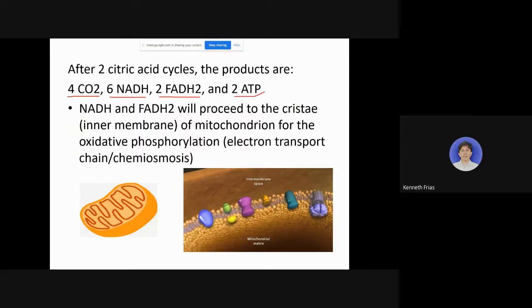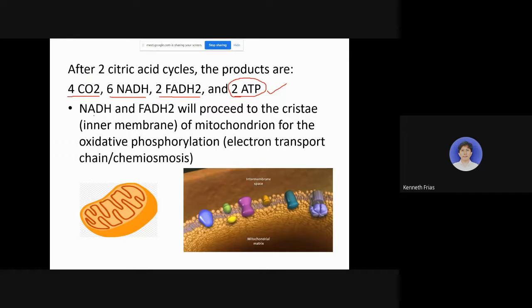and then 2 ATPs. If you notice, in glycolysis, you already produce 2 ATPs. In the link reaction, there's no ATP produced. In the Krebs cycle, you still produce 2 additional ATPs. Now, you notice that the cell is already capable of producing ATPs, but this quantity is not enough. So it needs another process.